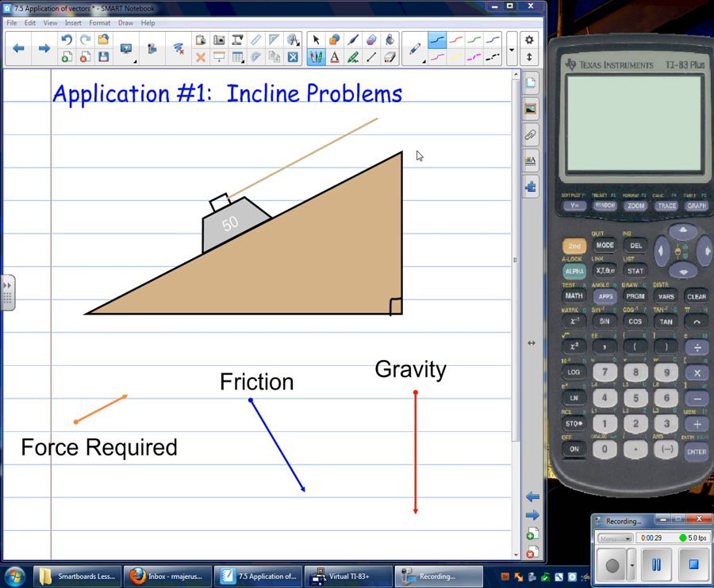Let's look at the vectors required and the forces required to overcome and get this thing to move up the hill. All right, so the first force that we're going to talk about is just the force that's required to pull this thing up the hill. And this force is the one we're going to be solving for. The key component of this force is that it's going to be parallel to the ramp itself.